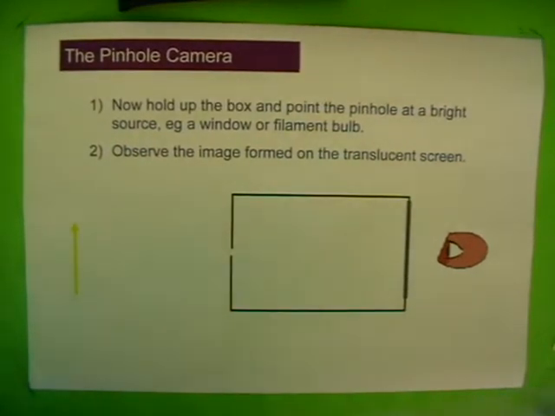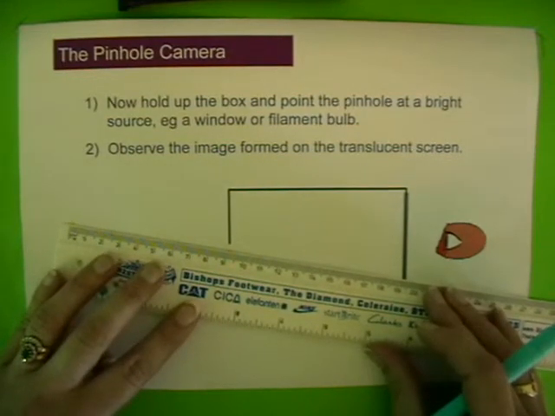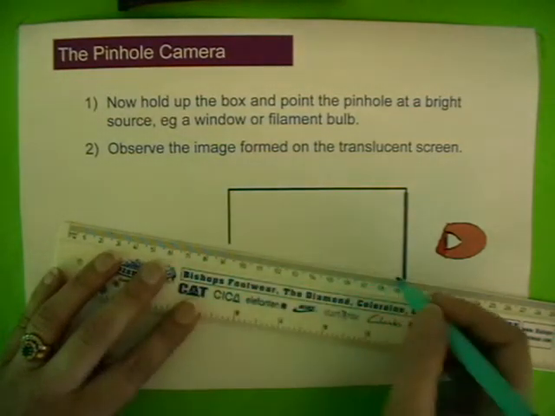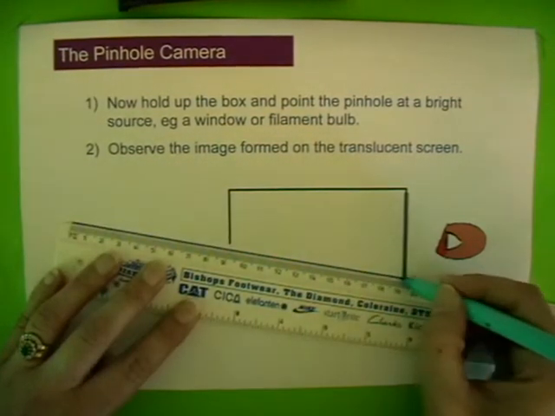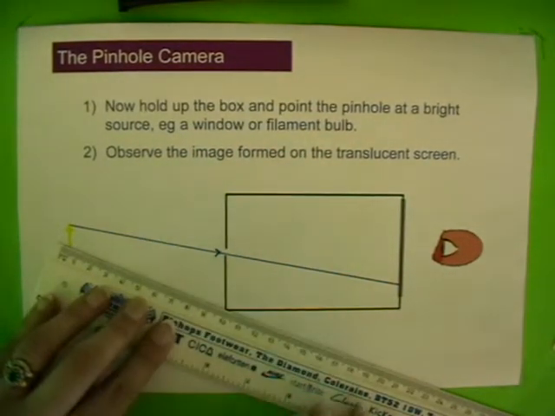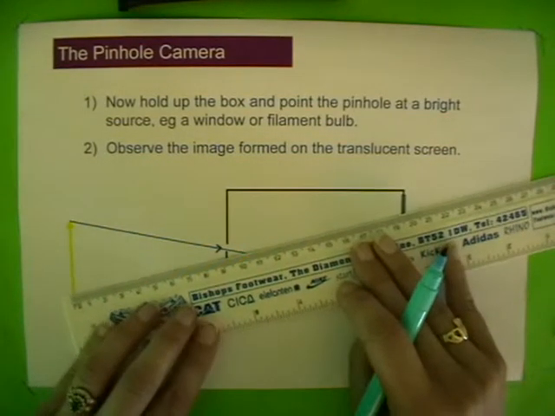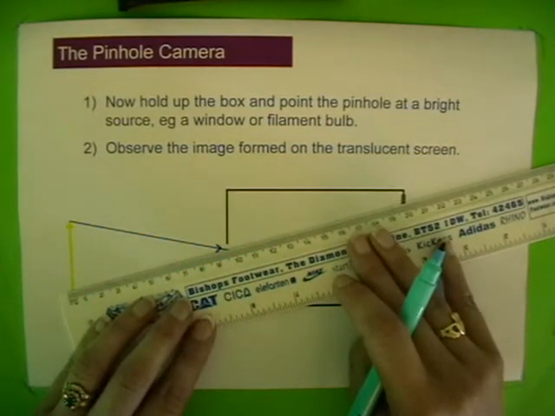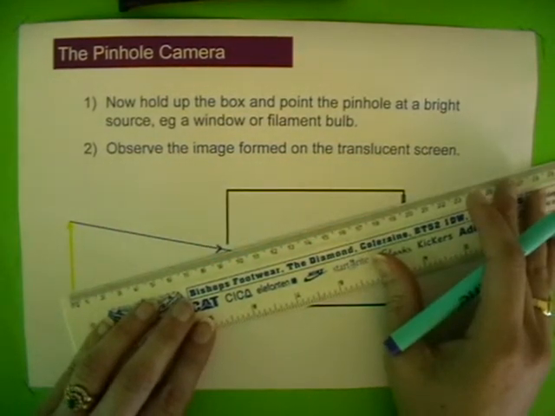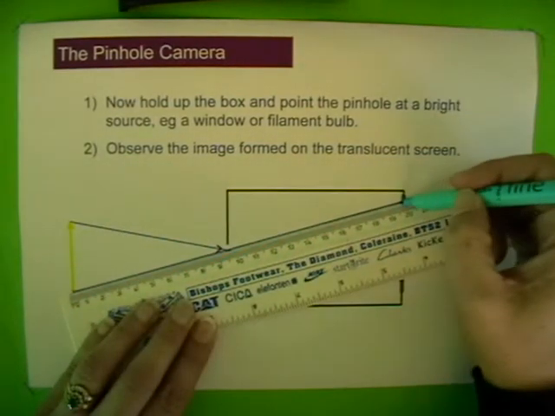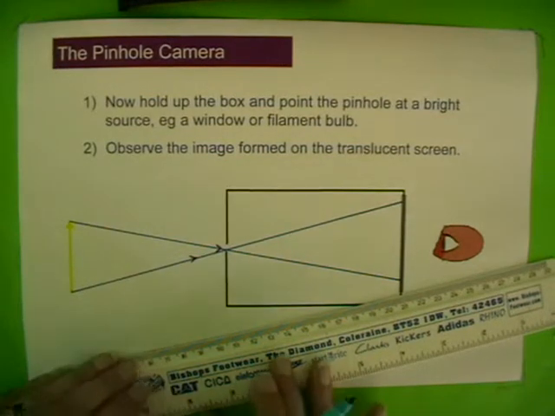So from the top of the object, only the rays that are travelling through the hole will manage to get to the screen. And from the bottom of the object again, only the rays of light that actually travel through that hole or gap will manage to get to the screen. And we remember we always draw the straight lines and put an arrow on it to indicate the direction of the ray of light.